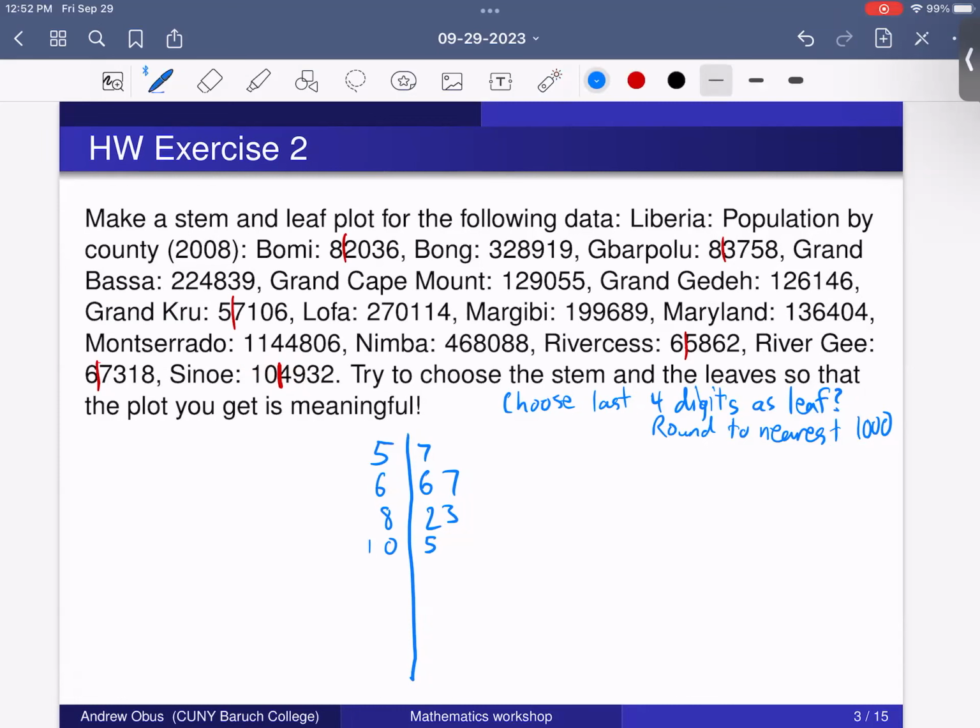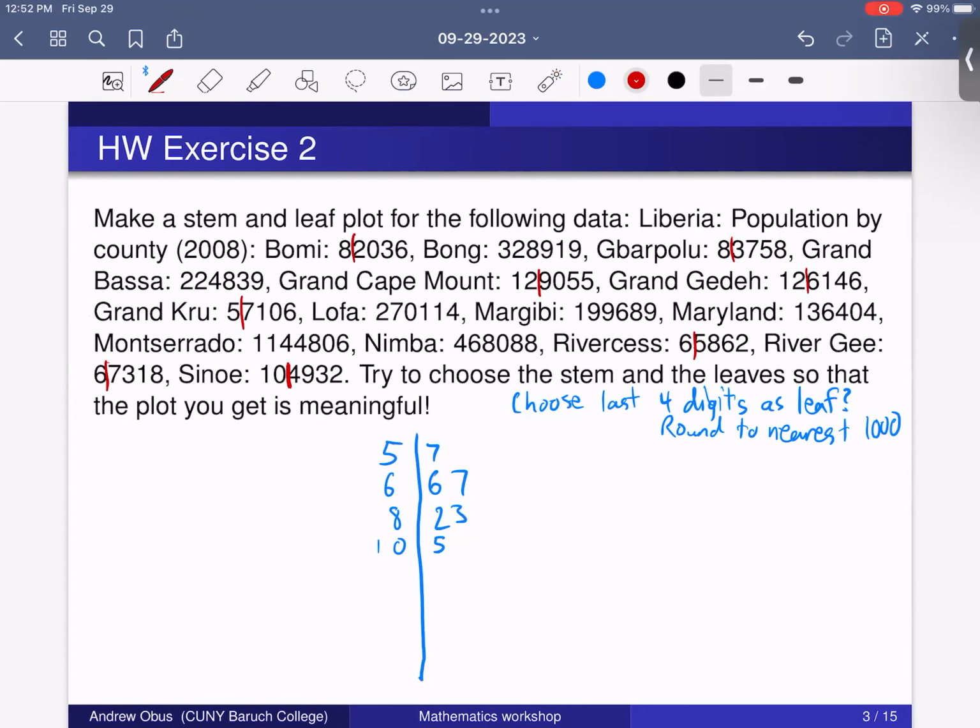So now what's next? I guess we've got Grand Cape Mount, which would be 129,000. Grand Geta is 126,000. So I would have a 12 over here, and then with a 6 and a 9, one for Cape Mount, one for Geta. Then moving up, I guess the next is Maryland, which is 136,000. So I'd have a 13 with a 6 here.